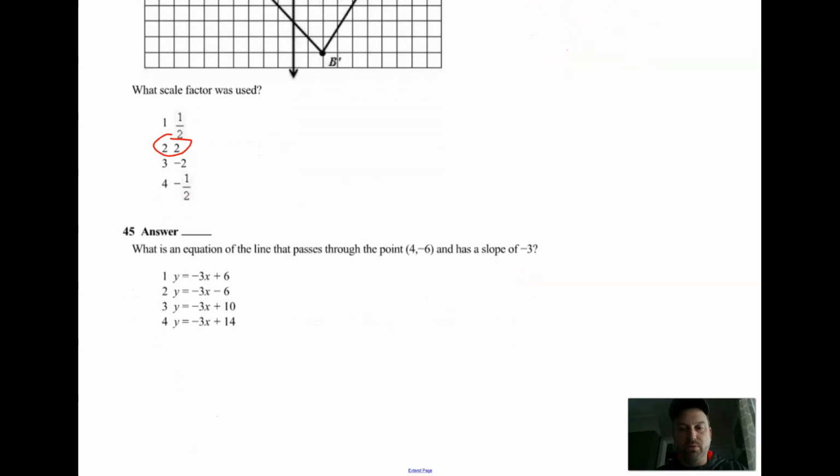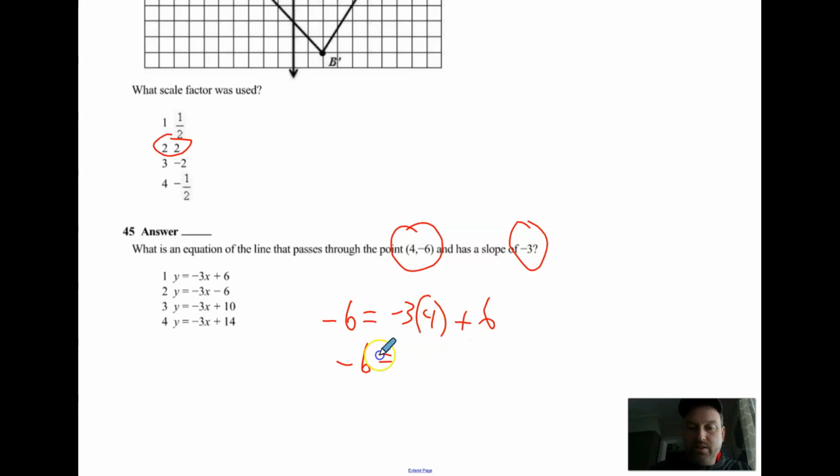Number 45. What's the equation of a line that passes through the point 4, negative 6, and has a slope of negative 3? Well, these all have slopes of negative 3, so that doesn't really help us a whole lot. But it has to go through the point 4, negative 6. So which of those, if you plug in 4, negative 6, will check? Let's try the first one. Plug negative 6 in for y, plug in 4 for x. Negative 6 equals negative 12 plus 6. Does negative 6 equal negative 6? Yes, it does. So you should have gotten 1 for number 45. Okay, next. You didn't have to do 46 or 47.